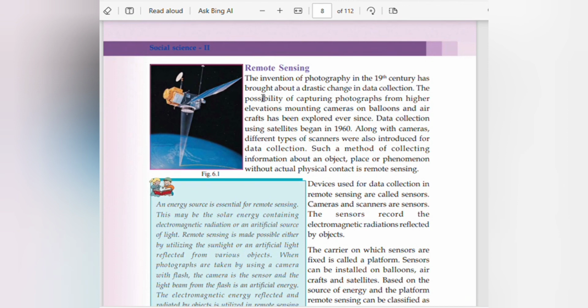Remote sensing. The invention of photography in the 19th century brought about a drastic change in data collection. The possibility of capturing photographs from higher elevations, by mounting cameras on balloons and aircraft, has been explored ever since. Data collection using satellites began in 1960. Along with cameras, different types of scanners were also introduced for data collection. Such a method of collecting information about an object, place, or phenomenon without actual physical contact is remote sensing.